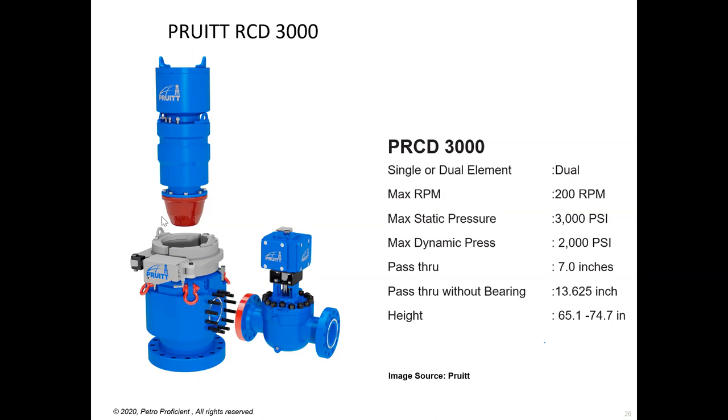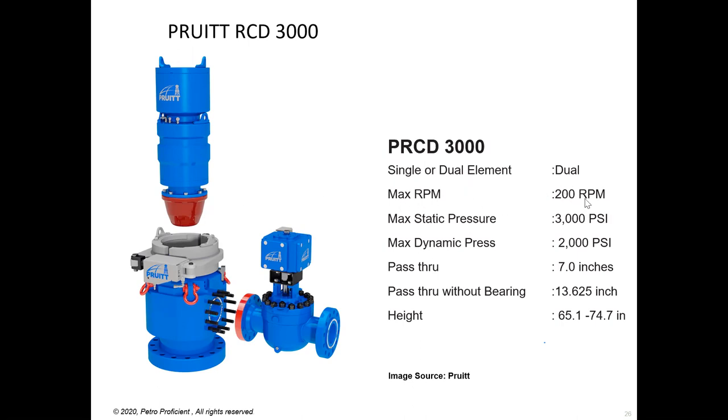Remember that if it is a dual RCD, the cost is going to be higher, and the consumables, these rubber elements, this red color here, and then there is one black inside. These rubber elements are consumables and they are expensive, so they are changed out. So if you need to change two, then it is going to be more expensive for you in your operations. So keep this in mind.